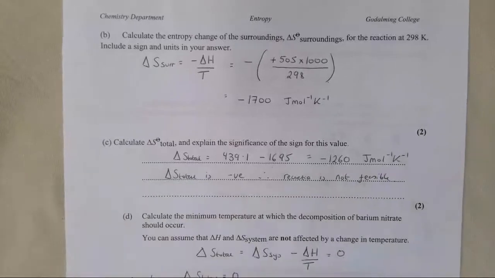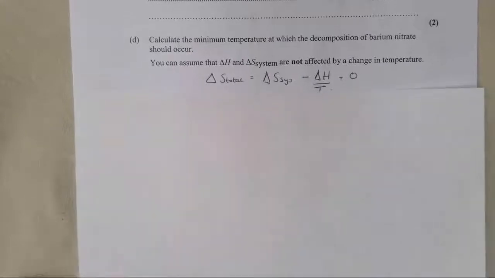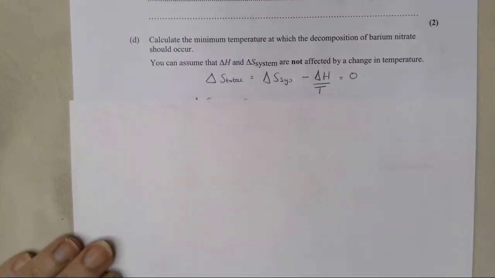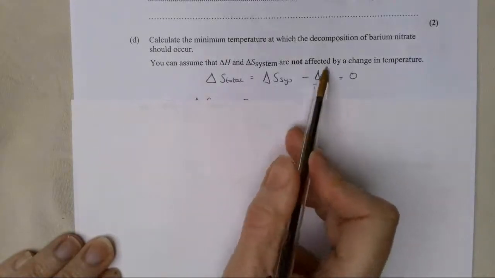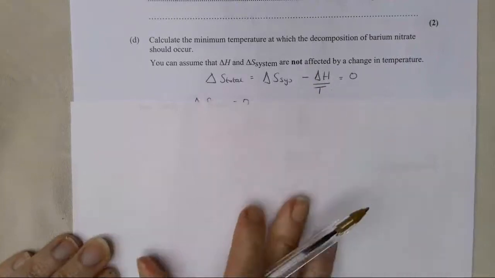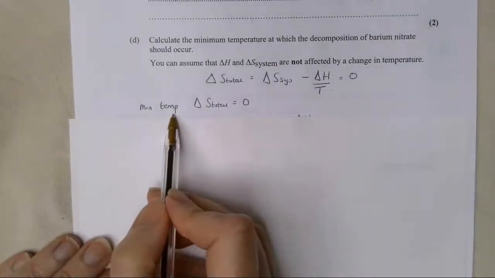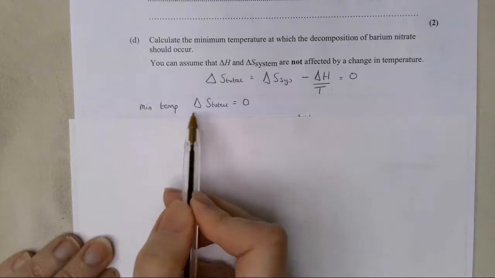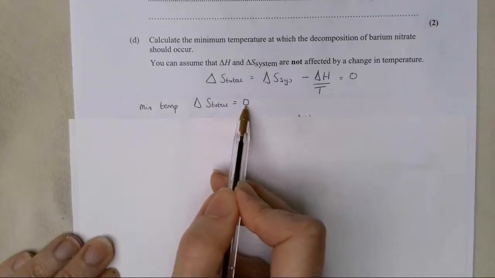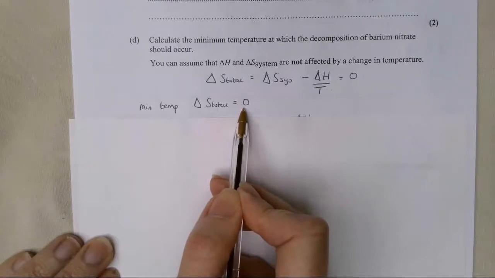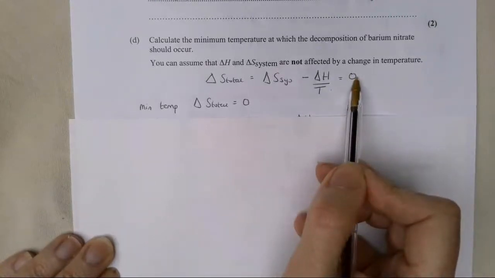Okay. Last bit of this is to calculate the minimum temperature at which this reaction occurs. Now, delta S total is equal to the system plus the surroundings. Remember, this is my surroundings term. Now, the minimum temperature at which this reaction becomes feasible is where delta S total is equal to 0. Because if I move any direction from here, I'll either become feasible or non-feasible. So you can say this is the tipping point, the point at which it changes from being feasible to non-feasible or vice versa. So I'm going to set that to be 0.